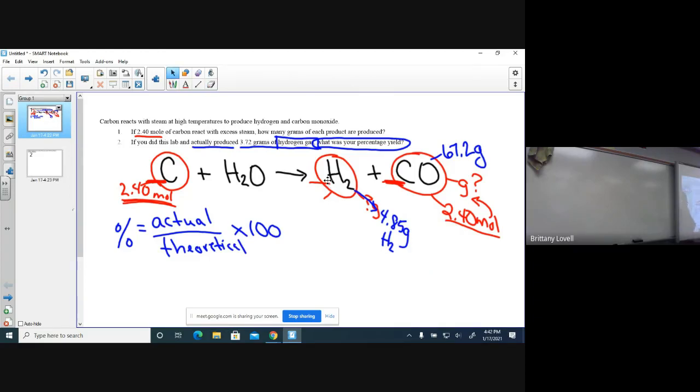If it's actual over theoretical times 100, and we're dealing with hydrogen gas, so we're going to be specifically looking at this one, right? Hydrogen gas. I need to know what my actual amount was that was produced and the theoretical amount. So you've got to go back and ask yourself, well, which one's which? If you think back to what we just talked about with the notes, this theoretical mass is the one based on math or based on stoichiometry. So would it be the 3.72 or the 4.85?